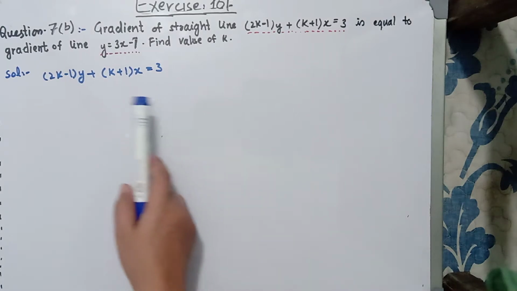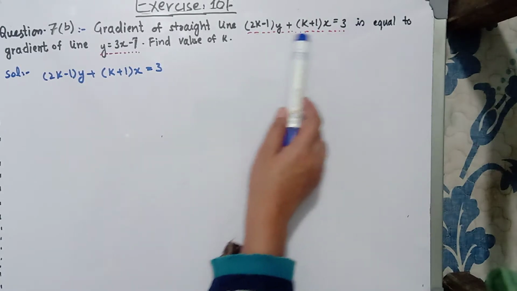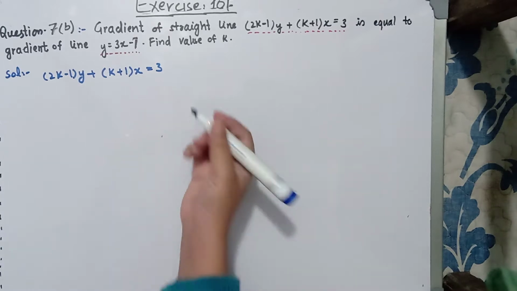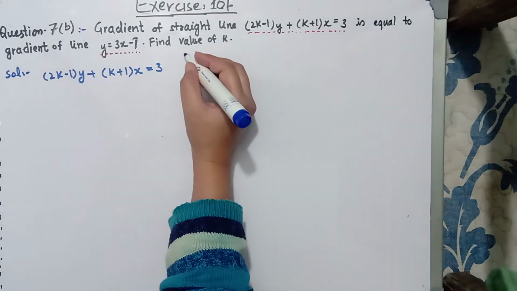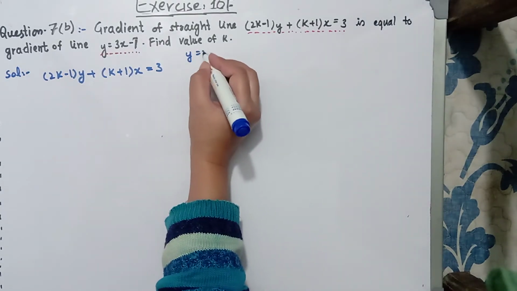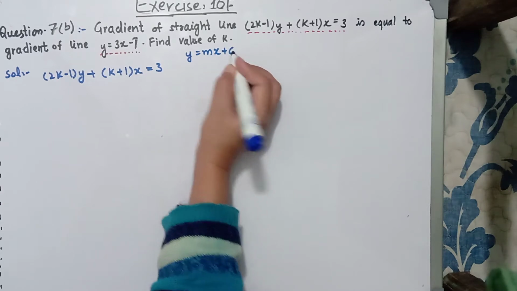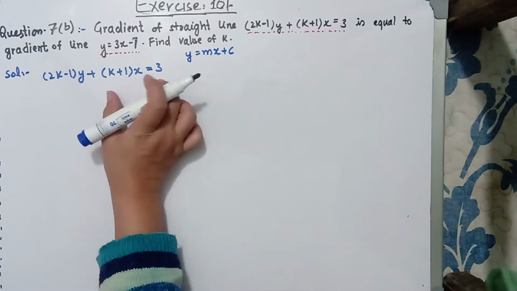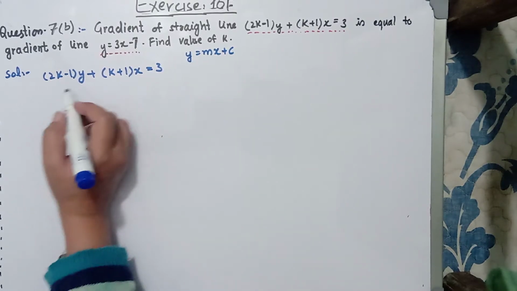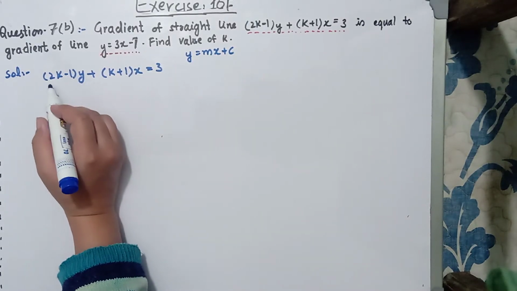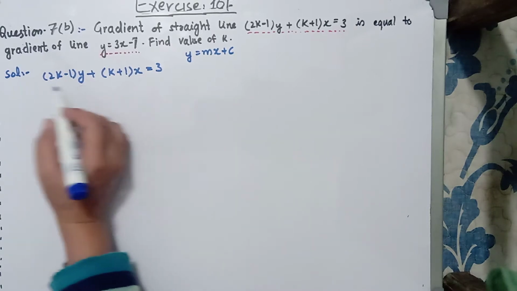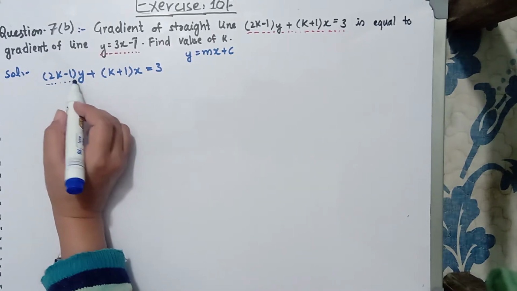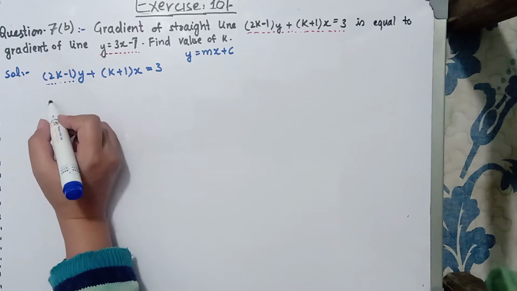So firstly we will find the gradient of this line, and we know that the general form of equation of line is y equals mx plus c. So we will rearrange this equation to get a form which is similar to this one. Firstly I need y here, so I'm going to divide the whole equation by 2k minus 1 so that I get y here.